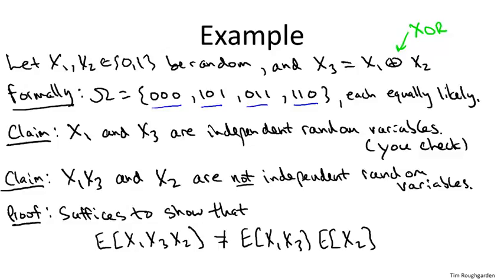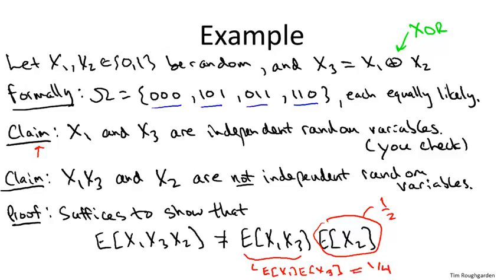How about the expected value of x1 times x3? Well, from the first claim, we know that x1 and x3 are independent random variables. Therefore, the expected value of their product is just the product of their expectations. This expectation is equal to the expected value of x1 times the expected value of x3. And again, x1 is equally likely to be 0 or 1, so its expected value is a half. x3 is equally likely to be 0 or 1, so its expected value is a half. So the product of their expectations is 1/4. So the right-hand side here is 1 half times a quarter, so that's an eighth.